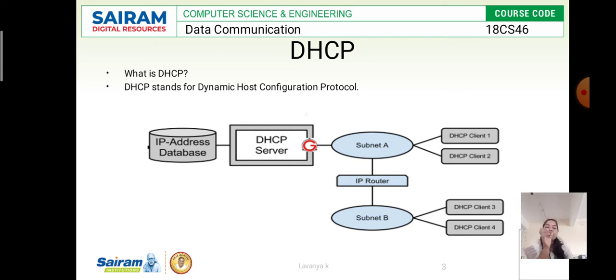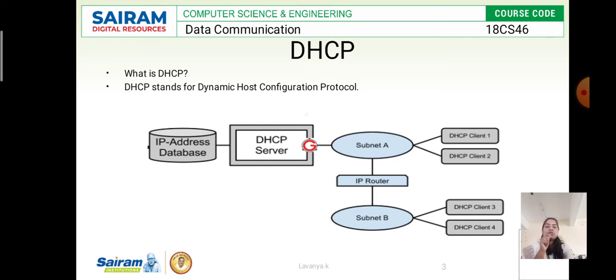Here we are going to use fields like OP, which is the type of the message, and HTYPE, which is the type of the hardware address, as well as HLEN, which is the length of the hardware address. Like that we are going to use n number of fields or labels, like flags, which gives the flag registers, and CIADDR, which is the client IP address.